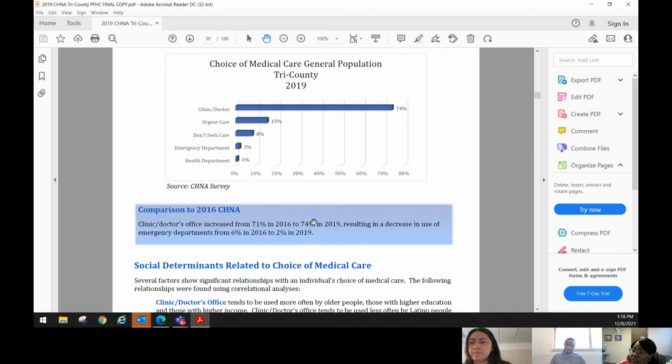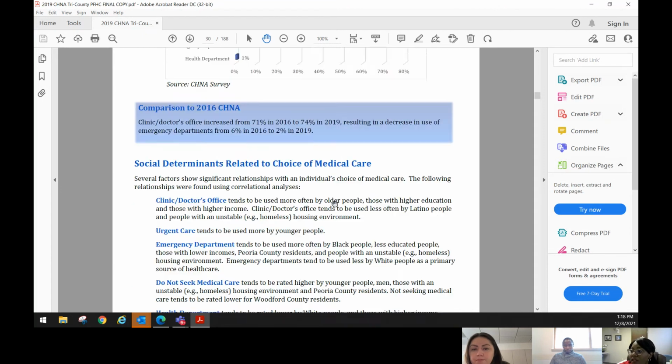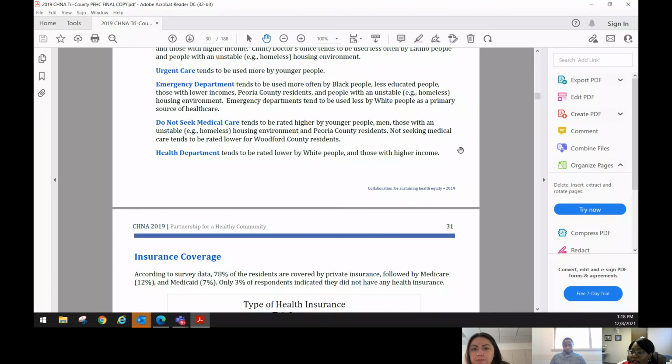So those populations that are non-white, maybe younger, where are they going? And then what are those barriers to care? And that's where our interventions and our strategies come in, because we have to follow that equity lens and be more targeted to reduce barriers and to improve access to care. So this is just an example of that.